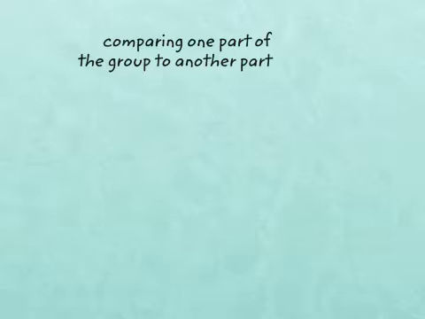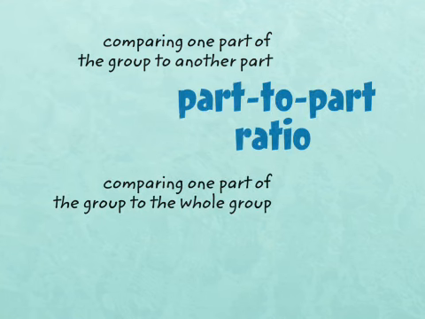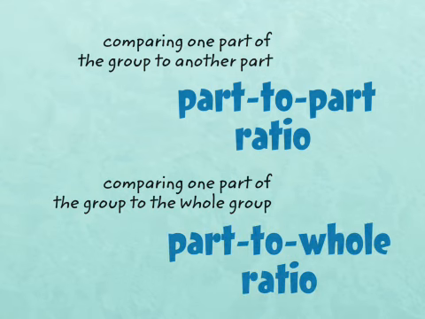Both of these ratios compare one part of the group to another part. These ratios are called part-to-part ratios. We can also compare a part of the group to the whole group. These ratios are called part-to-whole ratios.